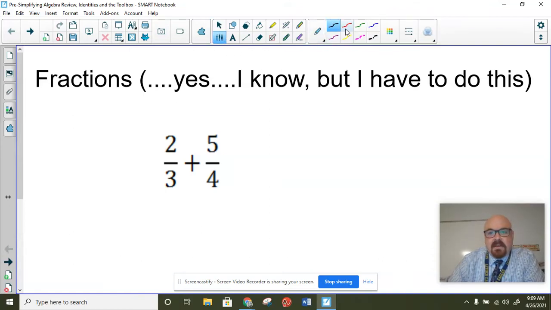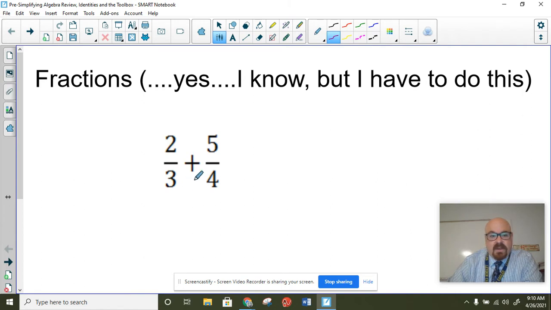All right, so I've titled this slide "fractions parentheses." Yes, I know, but I have to do this. This topic that we're about to look at here in Unit 5, there's a lot of simplifying, a lot of basic operations, but the basic operations are done with trigonometric terms instead of integers like this.